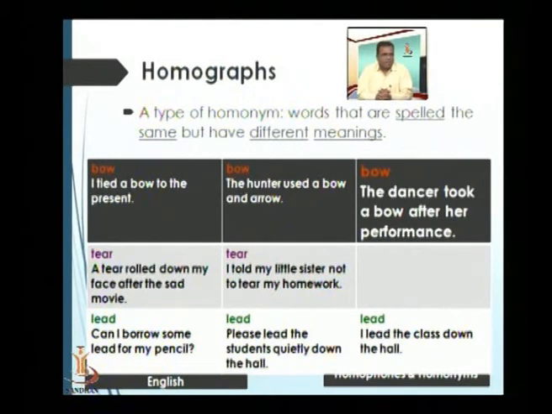Another example is lead, L-E-A-D, lead. Can I borrow some lead for my pencil? So the lead, when we use pencils, what we say, stencils. In the pencil, the thing that we insert inside is lead, L-E-A-D. The same word is also used in the context of please lead the students quietly down the hall. You are asking somebody to become the leader of a group, to take them to some place. So lead is used in the sense of leader, to lead. And next is I lead the class down the hall. So this word lead is also used.